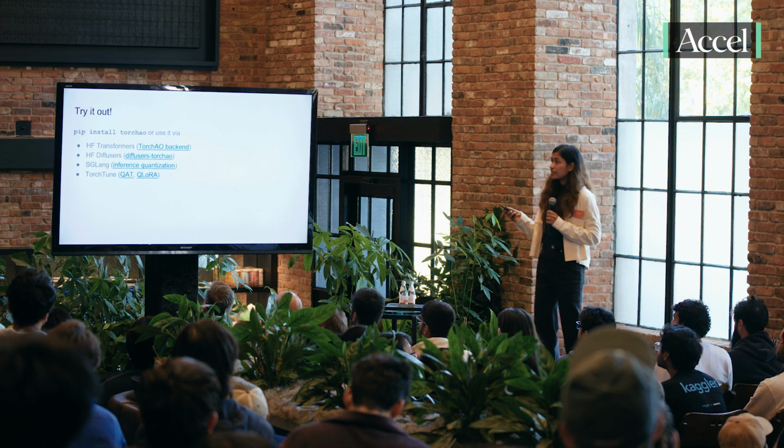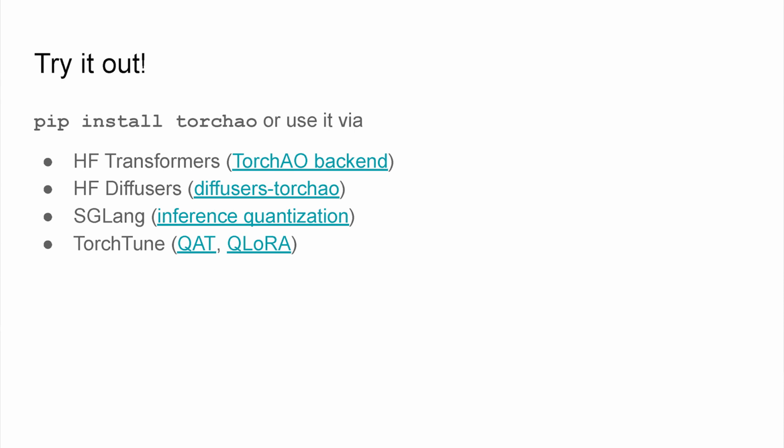If you're interested in not building, but you want to try out Torch AO, you can also pip install torchao. And we are fortunate enough to be integrated into some other awesome libraries like Hugging Face transformers, diffusers, SGLang, and TorchTune. So you can also use Torch AO through one of these frameworks.